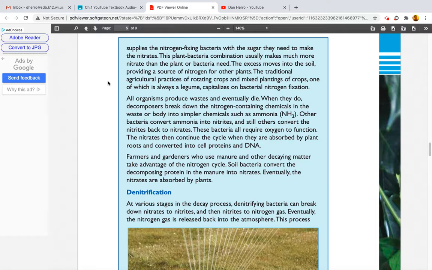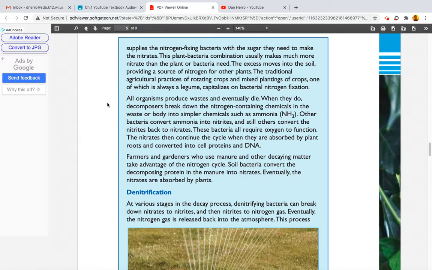The traditional agricultural practices of rotating crops and mixed plantings of crops, one of which is always a legume, capitalizes on bacterial nitrogen fixation. And we see that because we see cornfields here in Beloit, but then we see them rotated out with soybean fields. So the soybeans would produce some of that nitrogen. I'm sorry, the soil would provide a source of nitrogen.